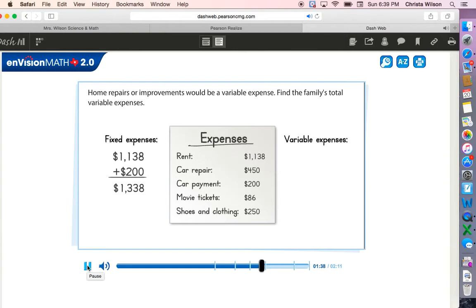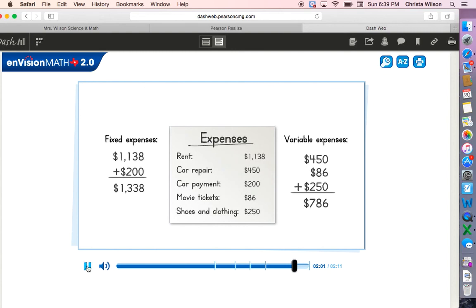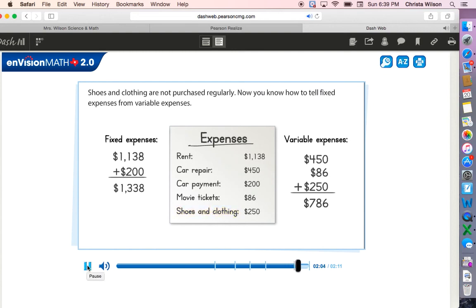Find the family's total variable expenses. Car repair, movie tickets, and shoes and clothing are variable expenses. Jamal's family had $786 in variable expenses. Why are shoes and clothing considered a variable expense instead of a fixed expense? Shoes and clothing are not purchased regularly. Now you know how to tell fixed expenses from variable expenses.